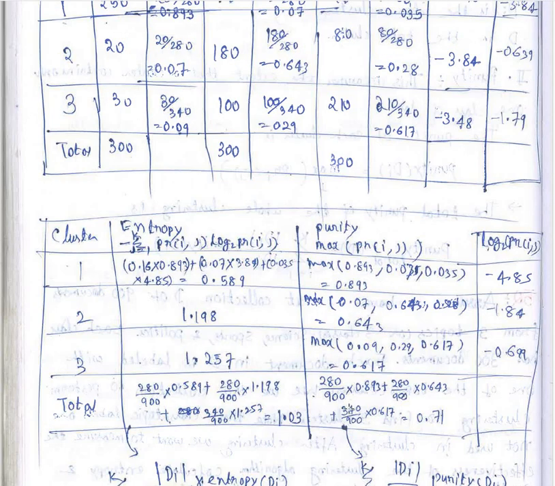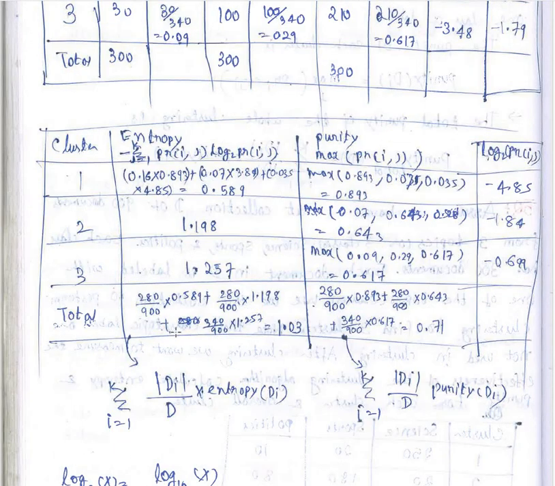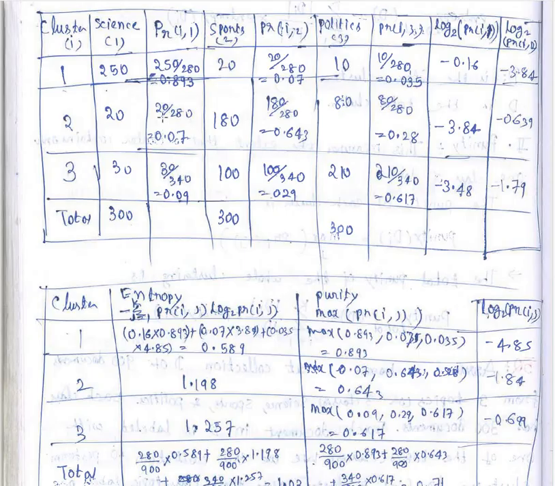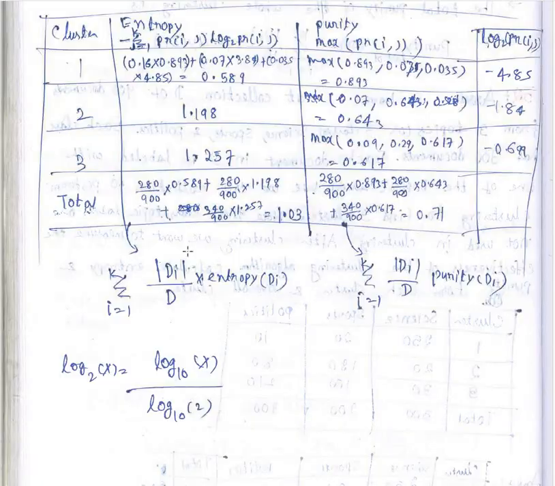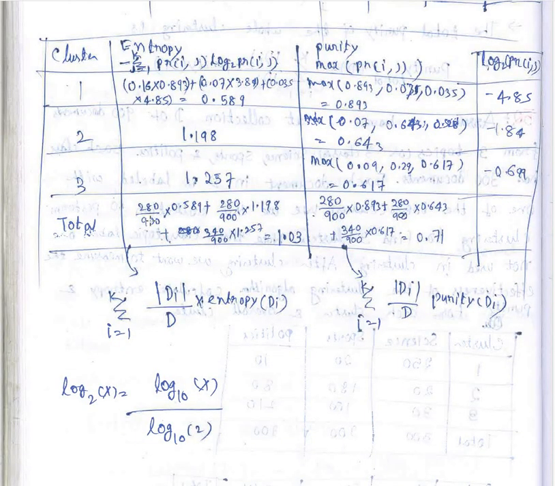Now the total entropy and total purity. The total entropy formula is sigma |Di| by |D| into entropy of Di. So Di is what? We have the totals D1, D2, D3: 280, 280 and 340. So 280 by 900 into this single entropy value, plus 280 by 900 into 1.18, plus 340 divided by 900 into 1.257. So the total entropy is 1.03.